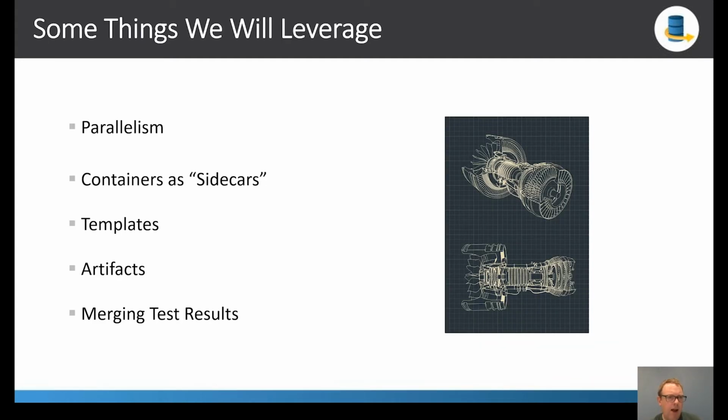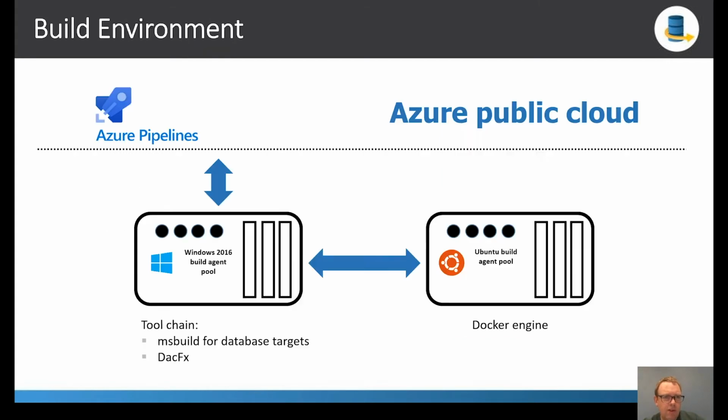Okay, and I'm going to cover what I would consider to be 5 advanced topics: parallelism, containers as sidecars, templates, artifacts, and the merging of test results.